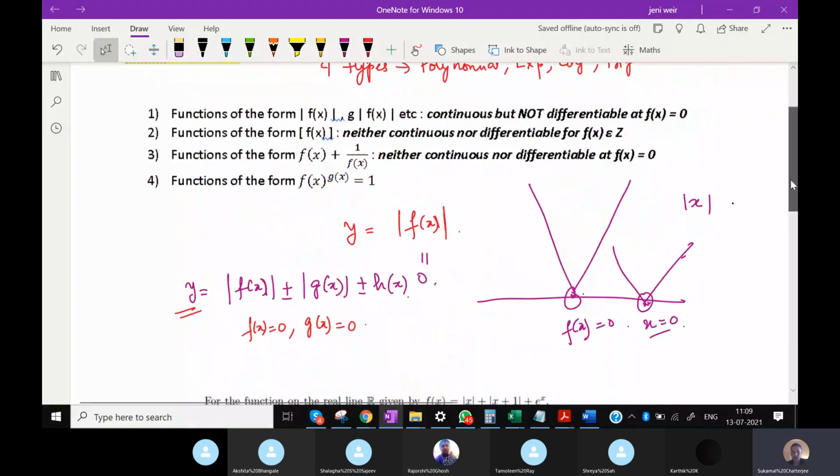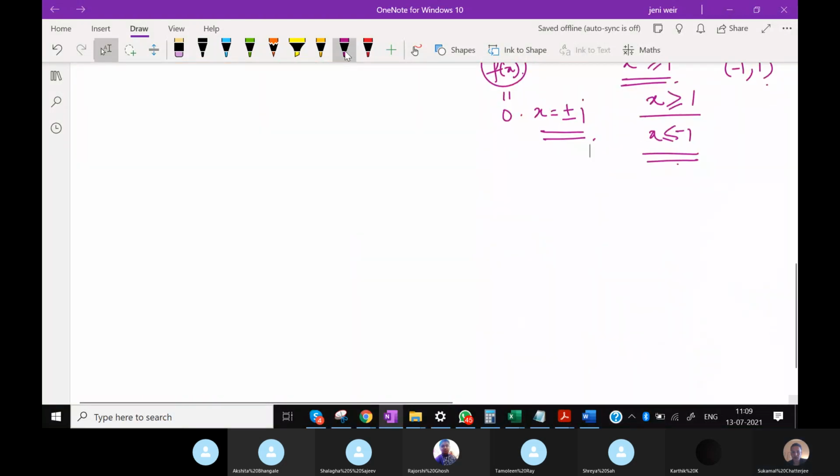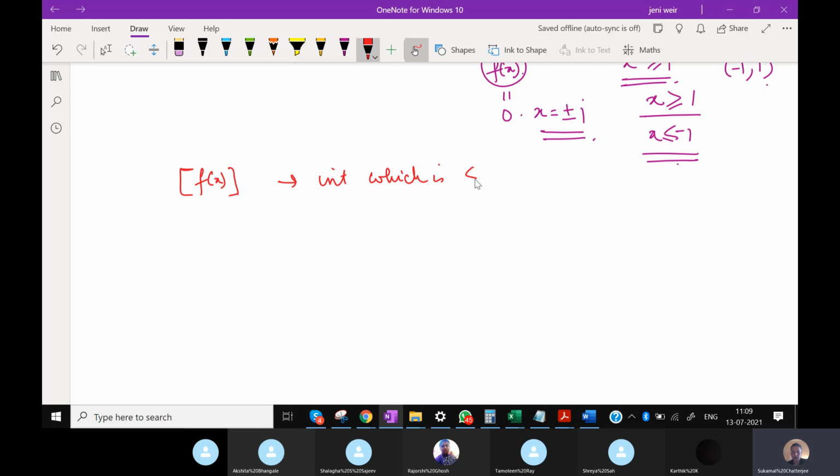The second kind of function is the box function. Now, wherever you see a box function, this means the integer which is less than or equal to f of x, the greatest integer which is less than or equal to f of x.